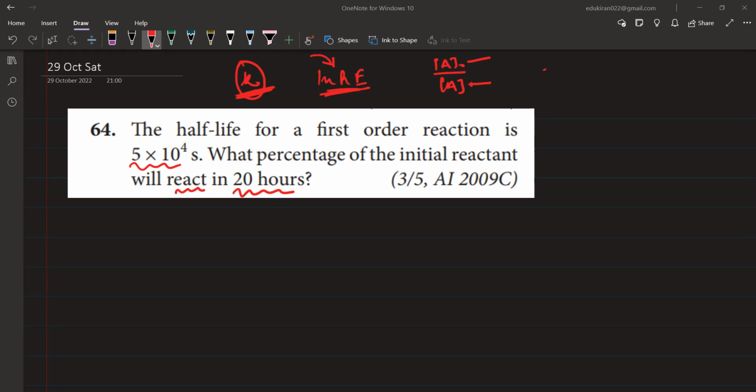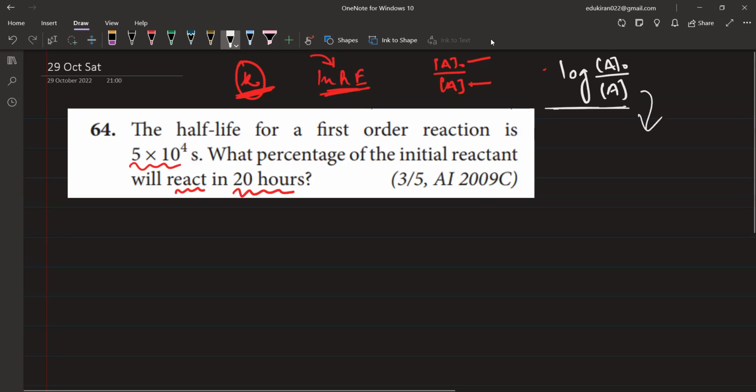Matthew, the answer for K is correct. You can write the integrated rate law equation for the first order, plug in the value of K, plug in the value of time in terms of seconds, and then calculate log A naught upon A. You just calculate till here, and then I will tell you how to calculate this log part. Because up till that point, chemistry is done. Whatever is after that is mathematics. So just calculate log A naught upon A is equal to how much. This is for everyone also, those who have calculated the value of K.